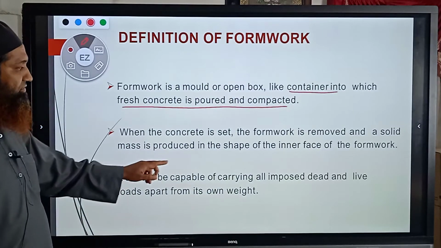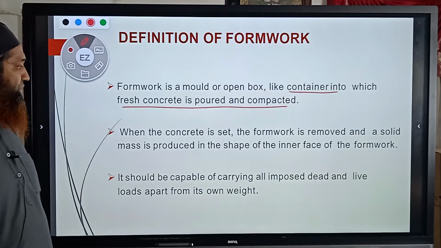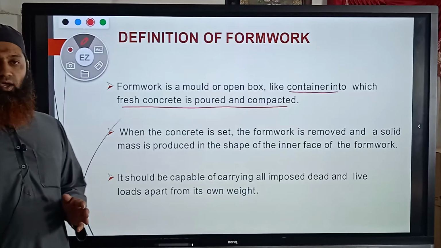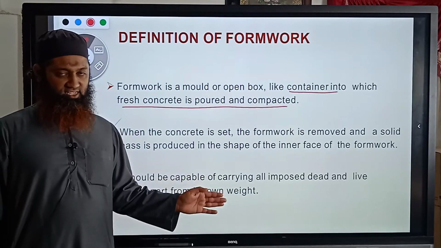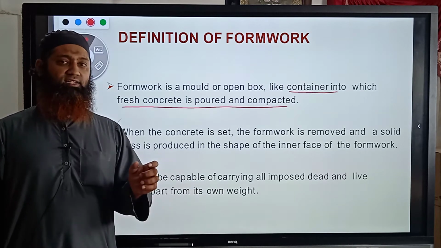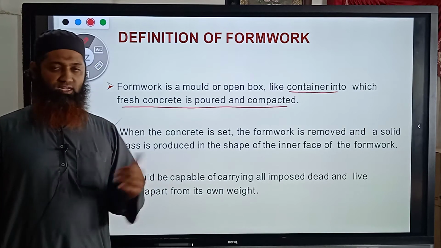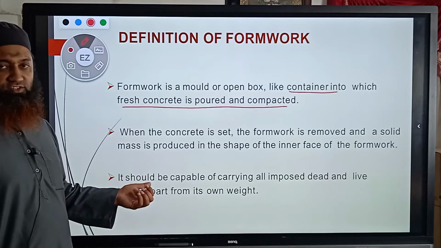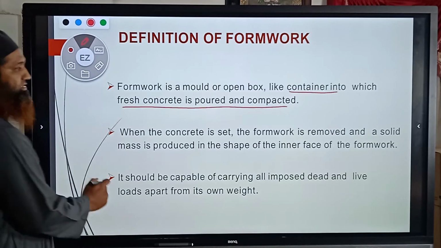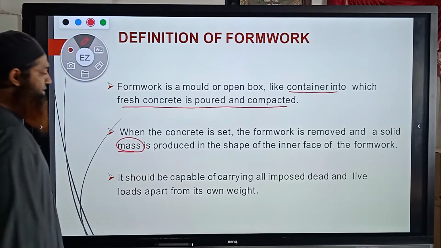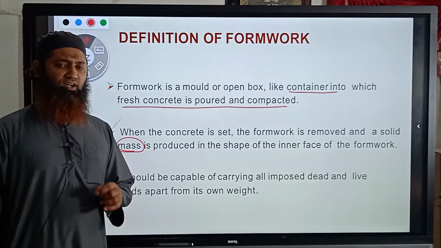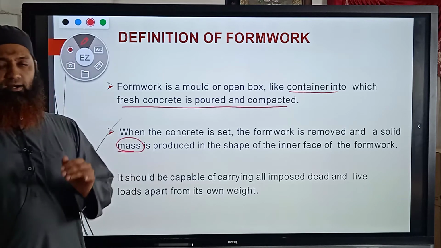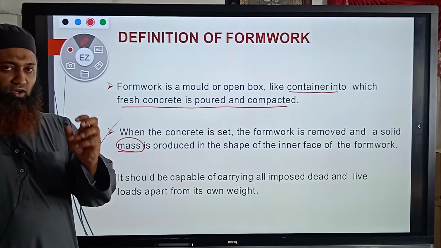When the concrete is set, the formwork is removed and a solid mass is produced in the shape of the inner face of the formwork. We have to leave the formwork for some days, and for how many days the formwork should be kept will be seen in the coming slides. After removing it, the concrete which you have poured into this formwork becomes a solid mass. You must have seen at some places, if the formwork is not erected properly and the formwork fails, the concrete coming off.